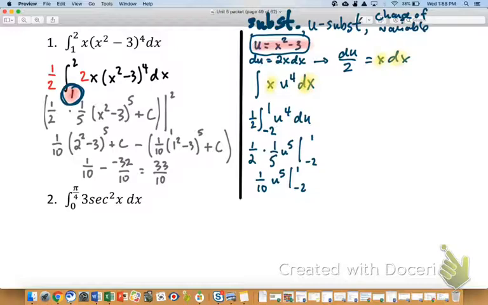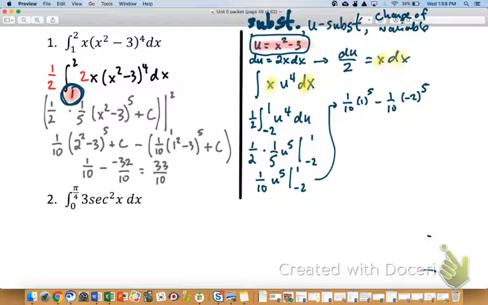And already, can you see how the 1/10 that we were hoping was going to show up is there now? Okay, but the 1 and the negative 32, those don't seem to be there at all. Let me keep going. So this would be 1/10. Now I'm going to plug in the top limit. Wouldn't that be 1/10 times 1 to the 5th, minus 1/10 times negative 2 to the 5th?